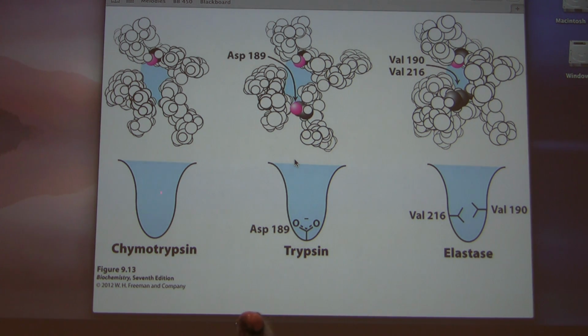If the wrong thing binds, like let's say the side chain of an aspartic acid binds in here, there's no change in the pocket, no change in the enzyme, nothing happens.